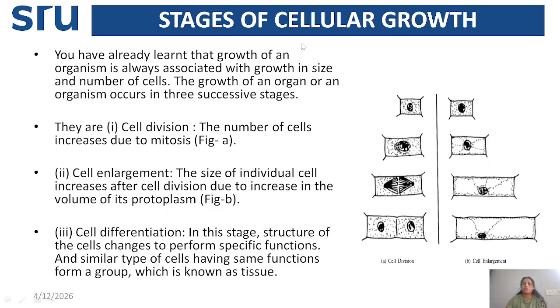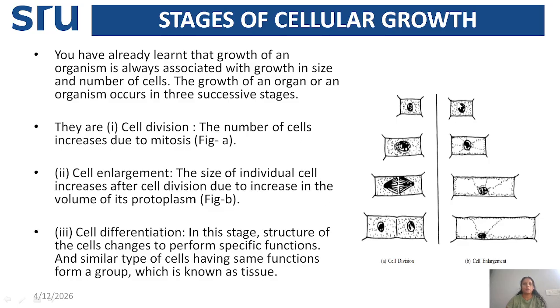Coming to the stages of cellular growth, cell division takes place either through mitosis or meiosis. Cell division increases the cell number. After that comes cell enlargement. After division, all the cells will increase in size or area. And after that, cell differentiation. In this stage, the cell changes to a specific function.